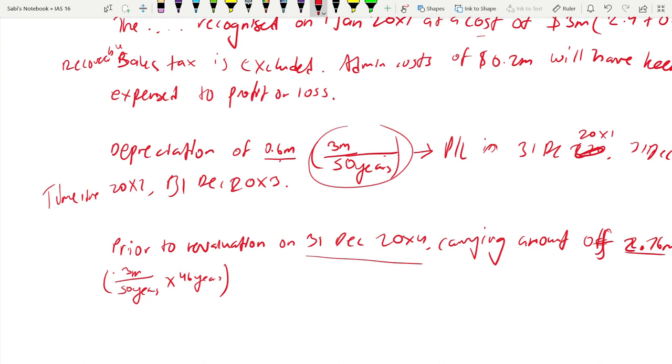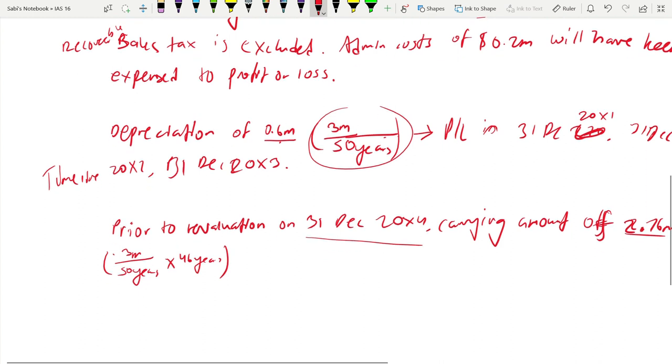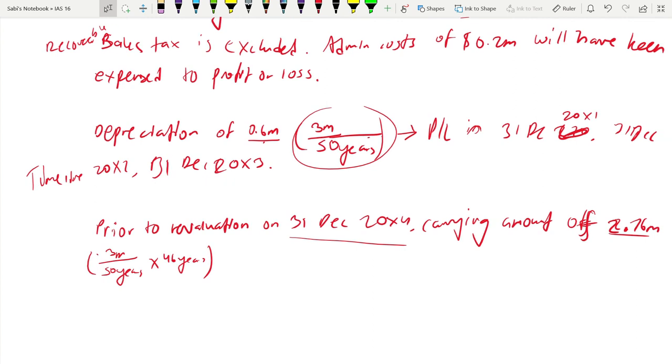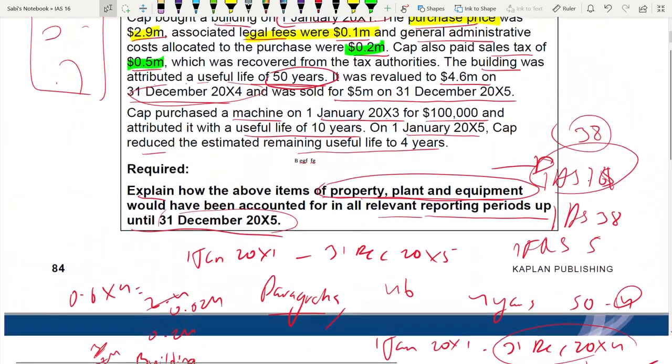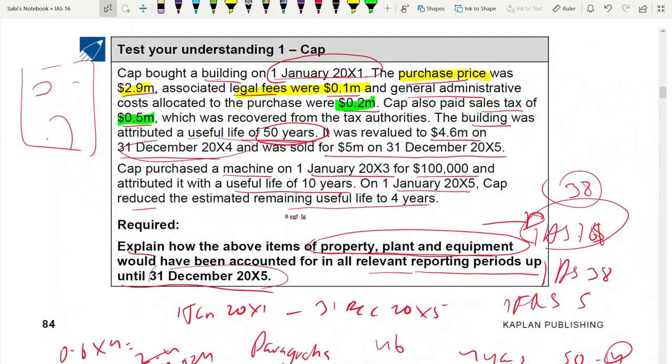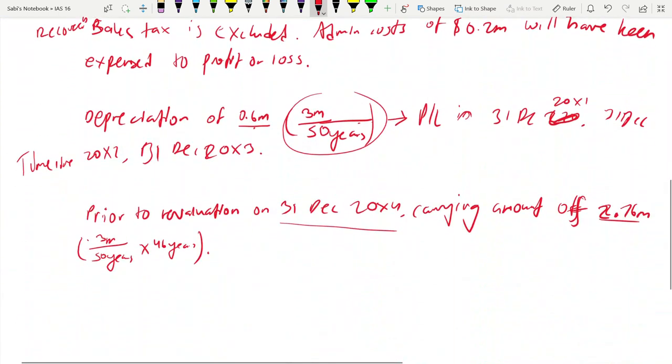Okay. So now you have to write the carrying amount. Now, 31st December 2004, what happened? It was revalued from 3 to 4.6. But if you compare the revaluation with the amount sold, 4.6, but it was sold for 5. You can understand there's a gain, isn't it? I told you gain has to be calculated, gain or loss. In this case, it's a gain. So calculate that gain.